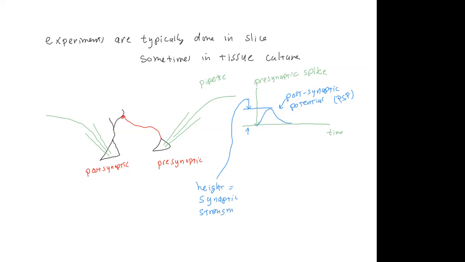And of course, these measurements are very noisy. So what typically is done is you do lots and lots of these. Show a couple. You do another trial. It's not always the same. Maybe it'll be a little bit smaller, maybe a little bit bigger, okay? So you can take the average height as a synaptic strength, and then you run some LTP protocol.